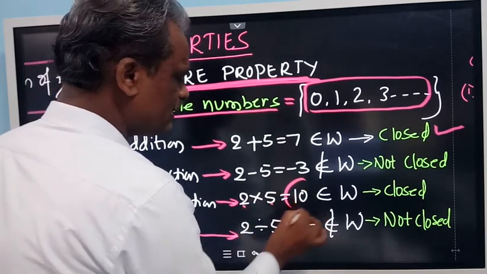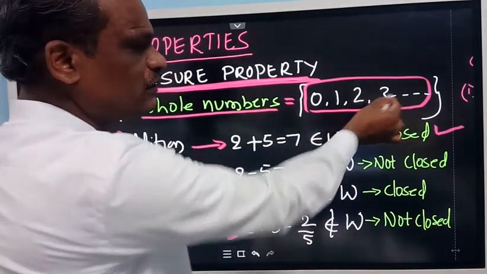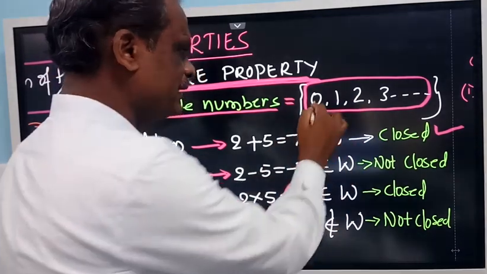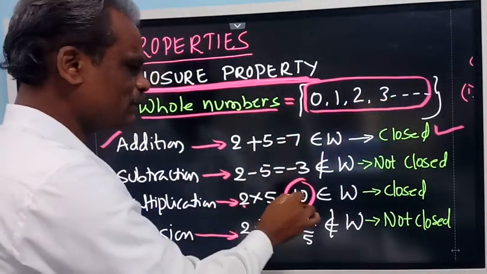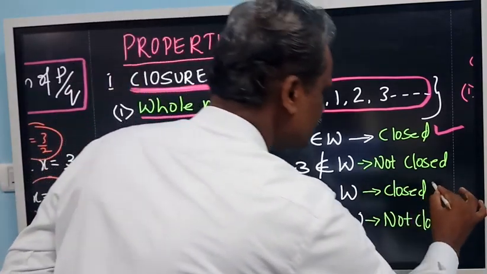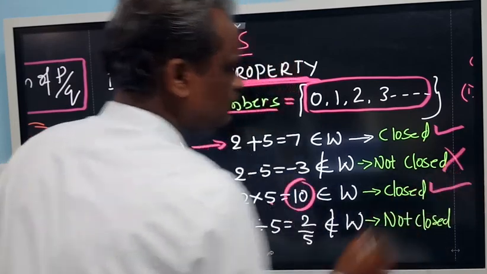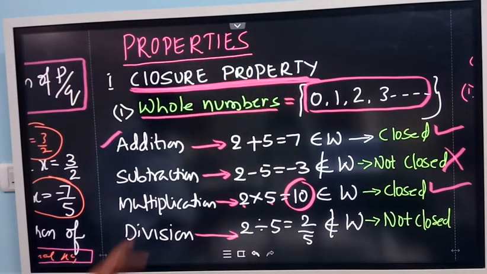2 into 5 is 10. 10 is a whole number. 2 into 3 is 6, a whole number. 0 into 1 is 0, which is also a whole number. Any two whole numbers from this group, multiply them, and the result is in the group, so it is closed. So here it is closed. The second one is not closed. The first one is closed. The third one is closed.